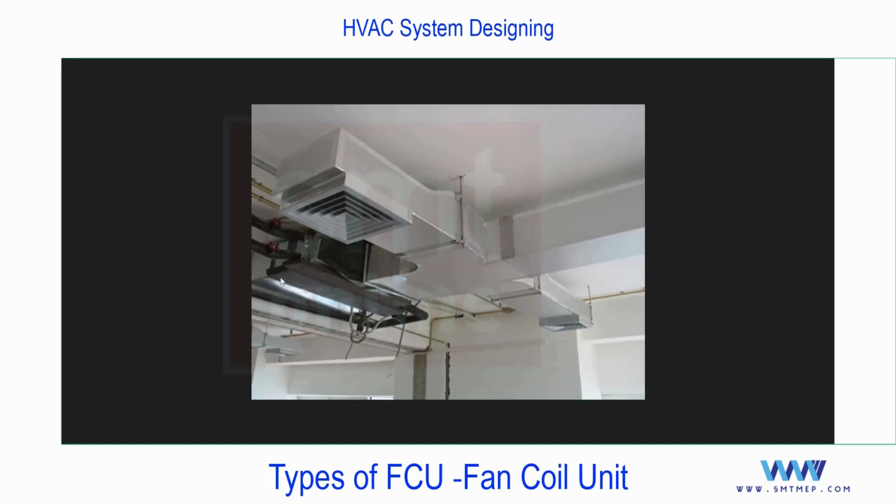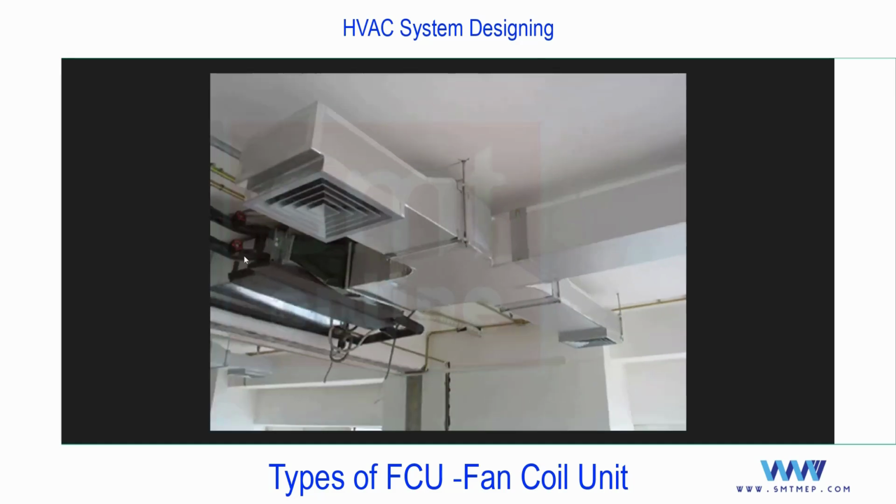Okay, so you can find the unit here, and this is a canvas cloth which will connect to the duct. This canvas cloth is used to reduce the vibration from the unit to the duct. And more about this image, the ducting side. For this image, I'm not able to recognize the unit.